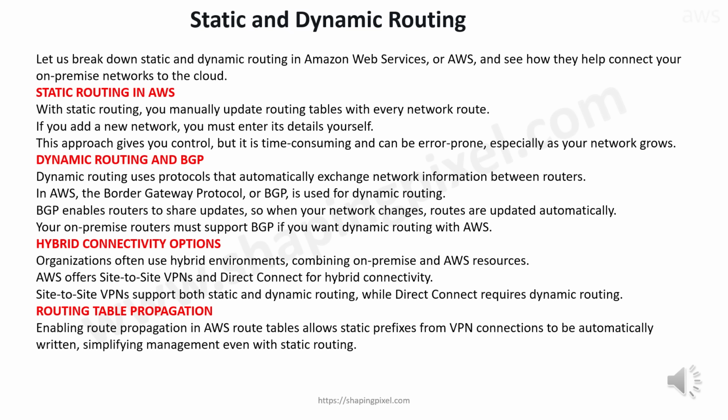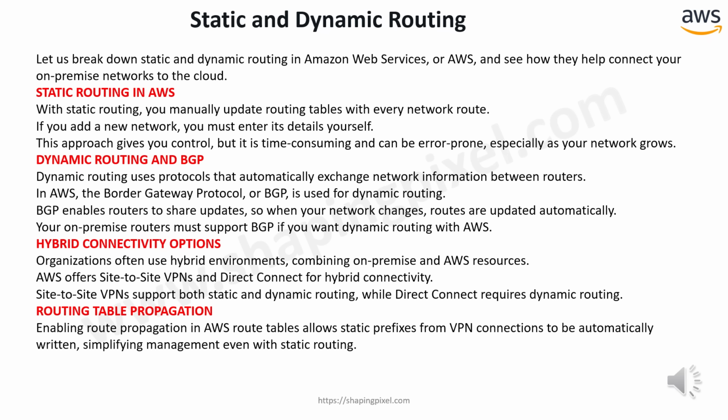Let us break down static and dynamic routing in Amazon Web Services, or AWS, and see how they help connect your on-premise networks to the cloud. With static routing, you manually update routing tables with every network route. If you add a new network, you must enter its details yourself. This approach gives you control, but it is time-consuming and can be error-prone, especially as your network grows.